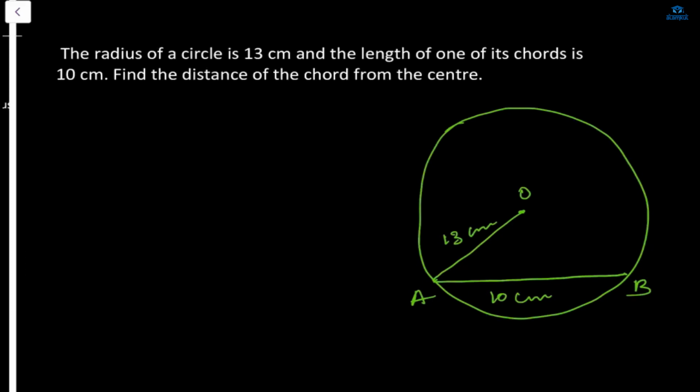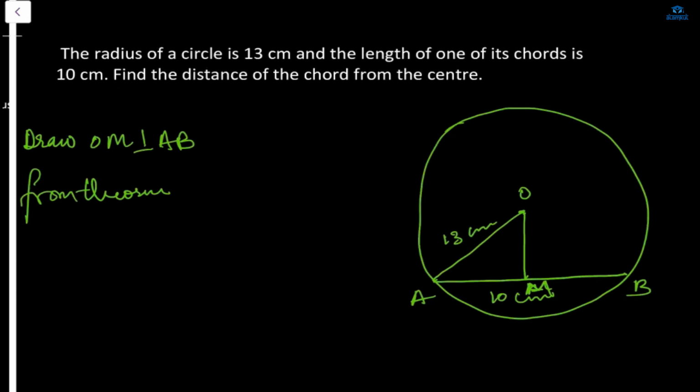Find the distance of the chord from the center. So what is the distance from the chord to the center? This is the distance, the perpendicular distance. So in construction, we are going to draw a perpendicular line from the center to AB, which meets line AB at M. Or you can say, draw OM perpendicular to AB.